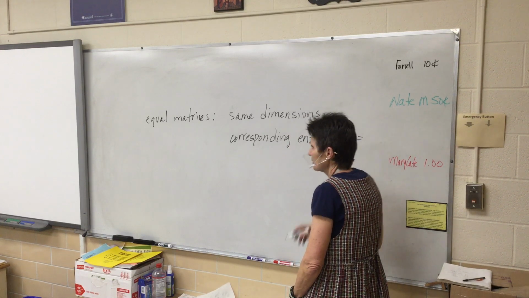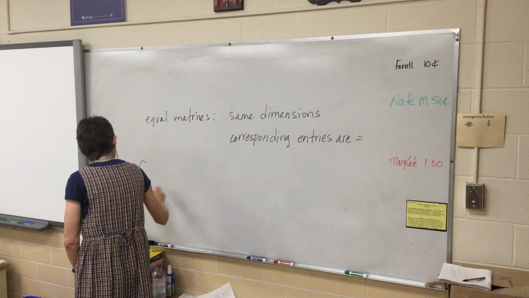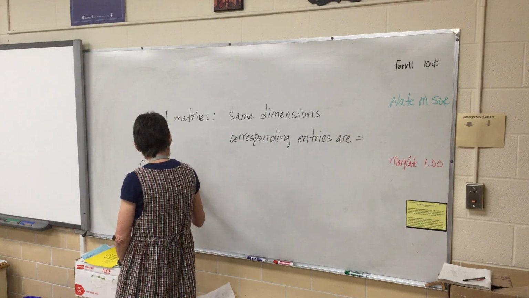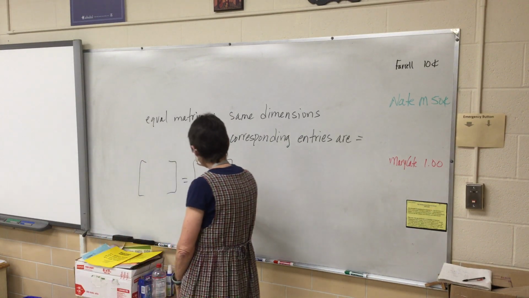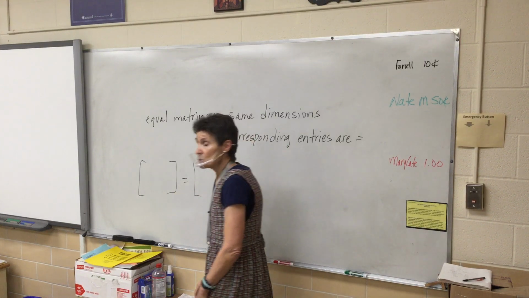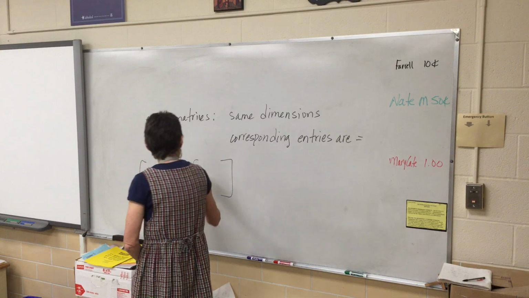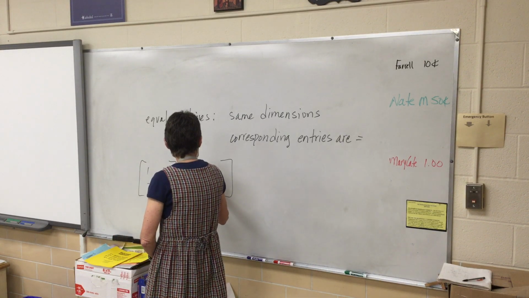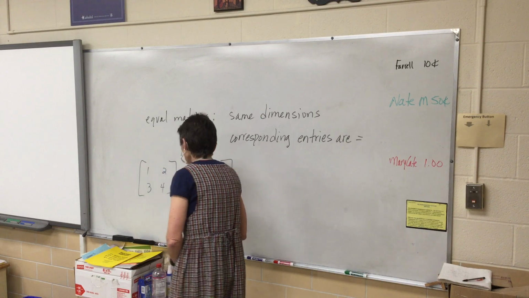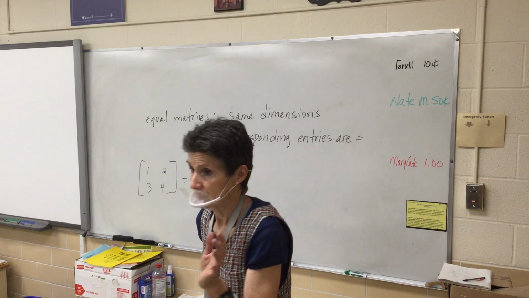Now, what does that mean, Mrs. Ford? Well, think about it for a minute. If I have 2 matrices, and they're going to be equal to each other, they have to be the same size, right? So let's say this one is 1, 2, 3, 4, and this one is 4, 3, 2, 1. Those 2 matrices are not equal.